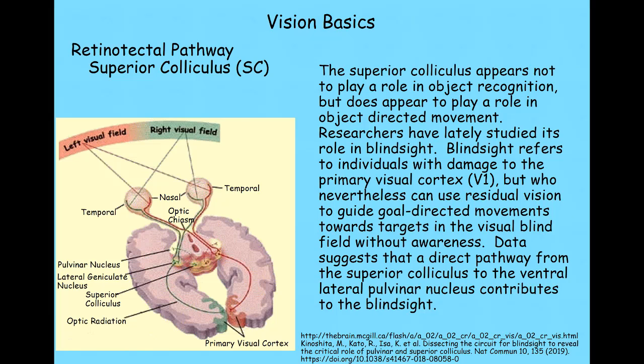Now, data recently suggests that a direct pathway from the superior colliculus to the ventral lateral parvolinear nucleus contributes to blindsight. It provides that goal-directed motion or vision, even though we don't have conscious vision from V1 of that area.